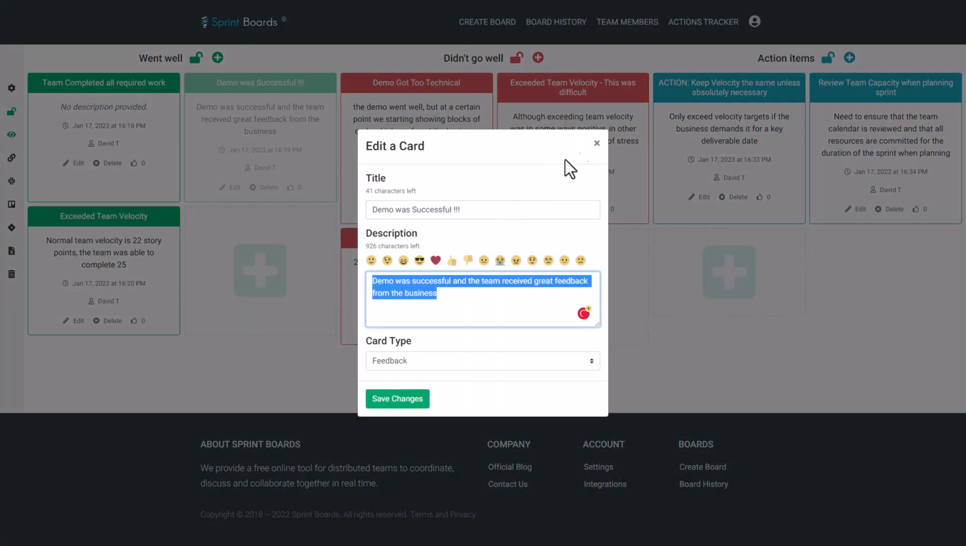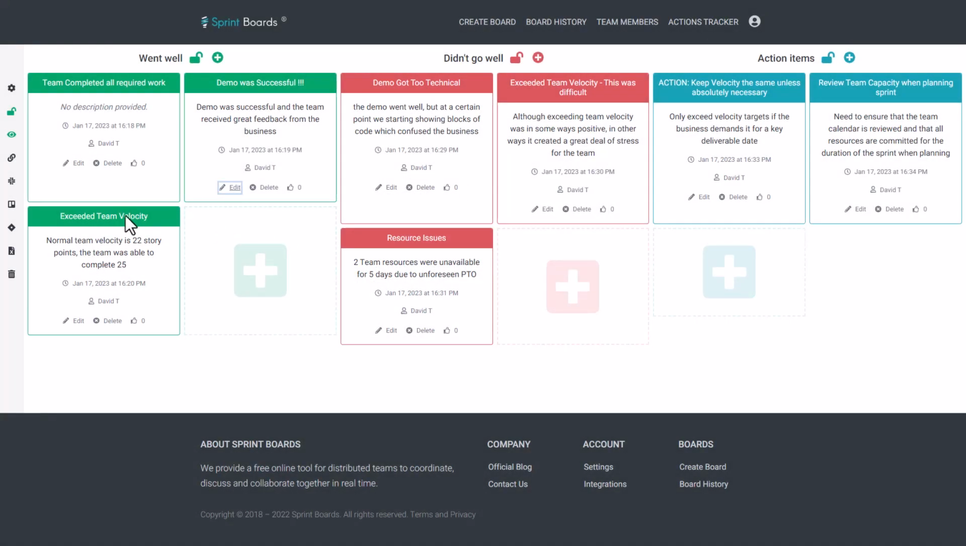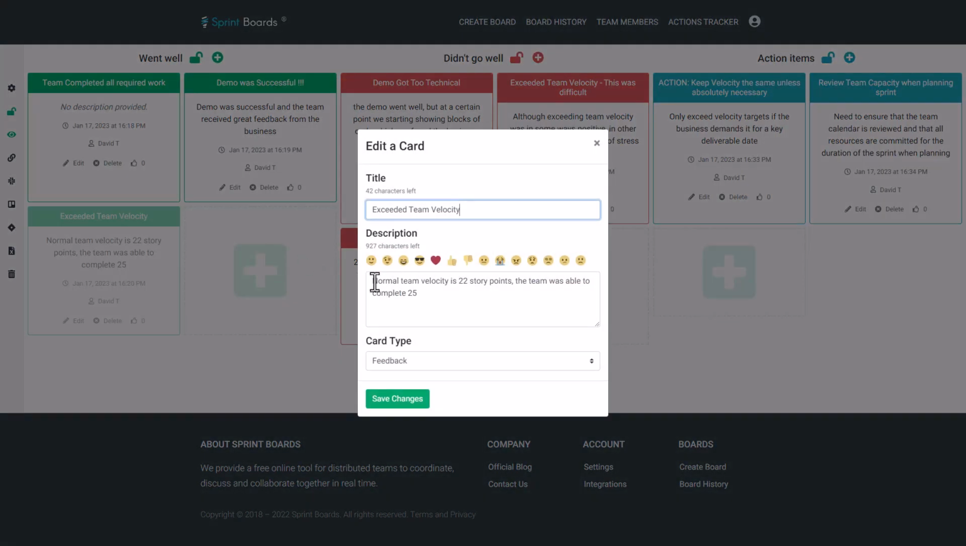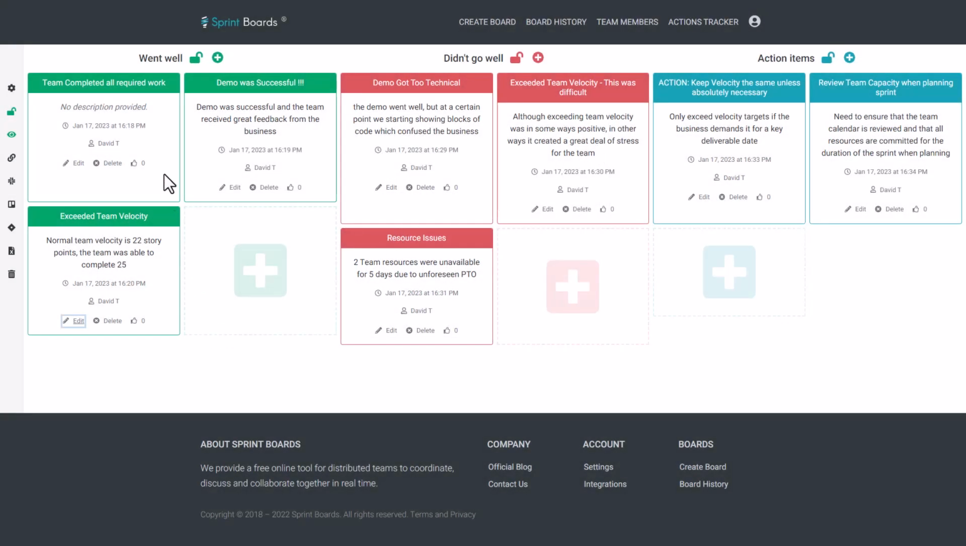So the first one we want to look at, the demo was successful. That was a huge positive, as you saw from the sprint review and demo example we did. Also, we exceeded team velocity, right? We got 25 points completed when our normal team velocity is 22. And then, of course, the team completed all required work, which doesn't always happen. So that was a bonus.